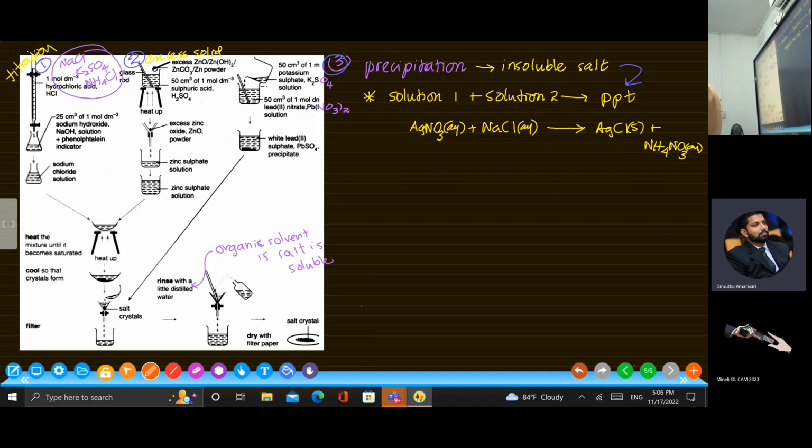Insoluble නම් මොකද්ද මෙතන? Precipitation. Excess solid එකක් නෑ ඒක. The precipitation. Right? Let me know about barium chloride.